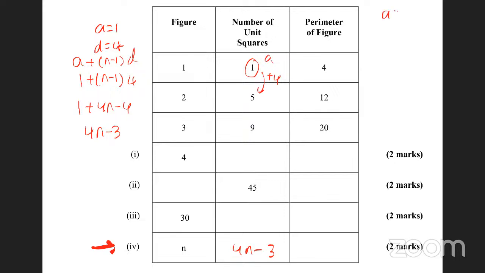Write down where's A, write down where's D. In the second part here, A is how much? The first term is what? 4, right? I'm trying to work out the formula for the last column. So A is 4 and D is how much? 8. Right? So the formula is 4 plus (n minus 1) by 8. So that's 4 plus 8n minus 8, 8n minus 4.